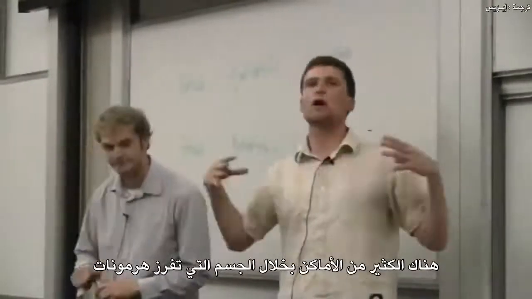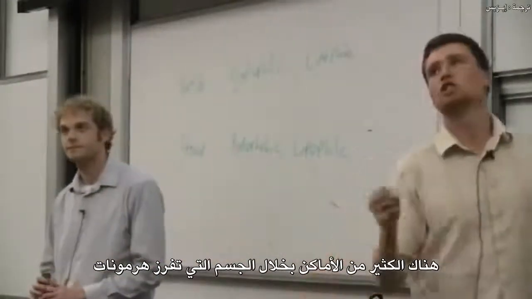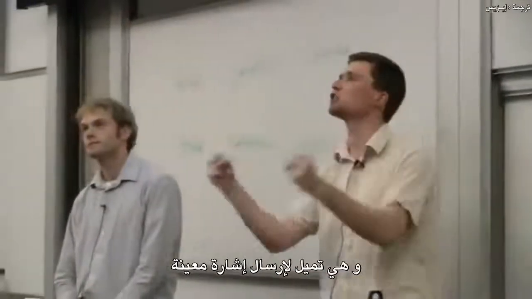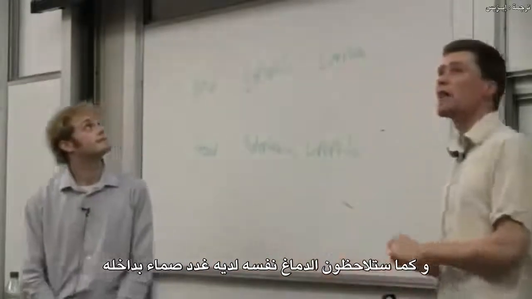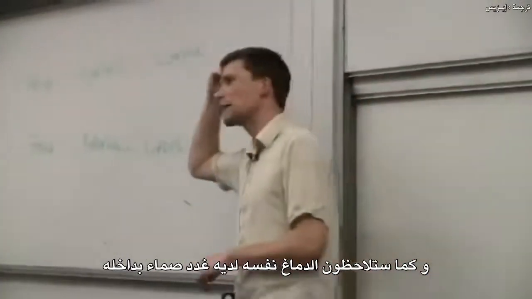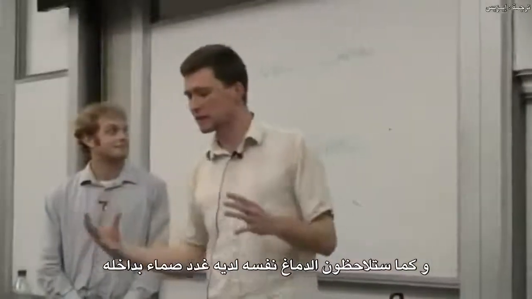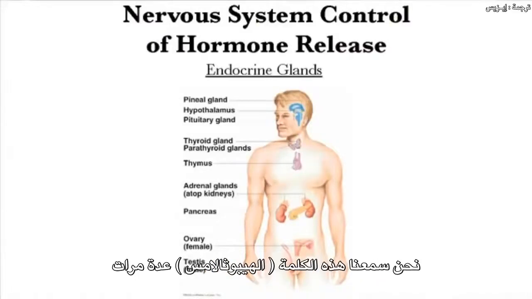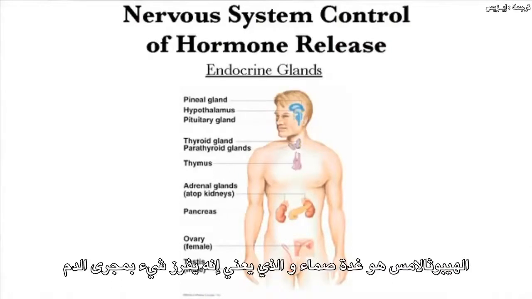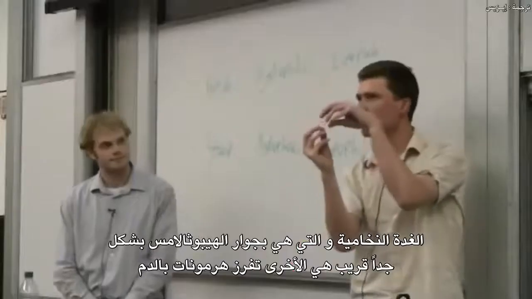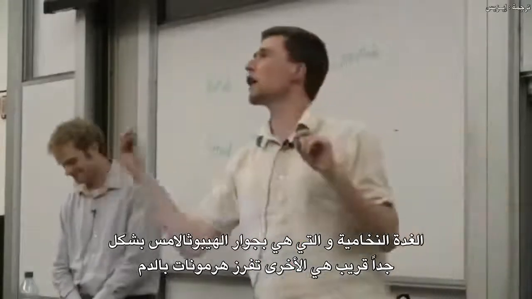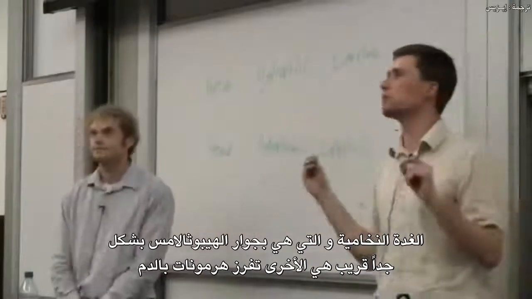There are many places throughout our body that secrete hormones, and they tend to secrete a certain signal. Now, very excitingly, you'll notice that the brain itself has some endocrine glands in it. The hypothalamus. We've heard this word a few times. The hypothalamus is an endocrine gland, meaning it can secrete things into blood. The pituitary, right next to the hypothalamus, also can release hormones into the blood.